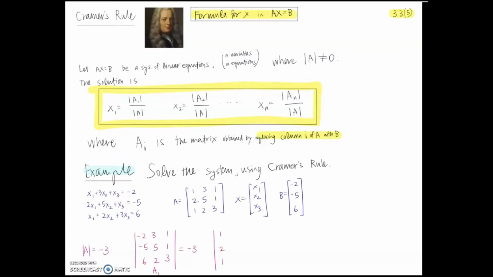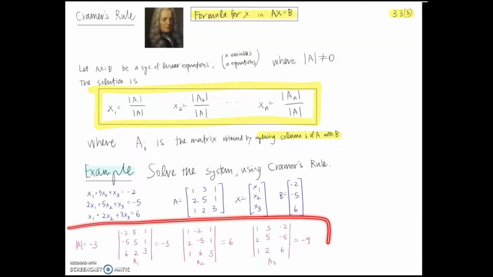Okay, let's find the determinant of A2. The first and the third columns are the same, but then I've got to replace the middle column, the second column, with the vector b. So this is A2, I want to find the determinant of A2. The determinant of A2 is 6, and last but not least, we're going to find the determinant of A3, and this will be 1, 2, 1, 3, 5, 2, and then I need to replace that third column with -2, -5, 6. This is A3, and the determinant of this is -9.